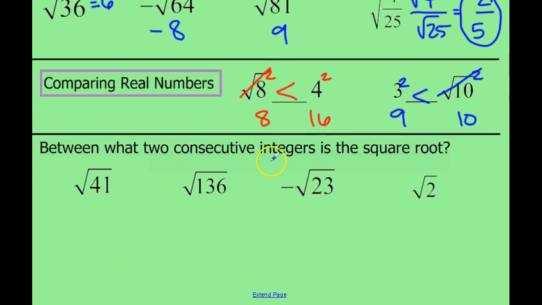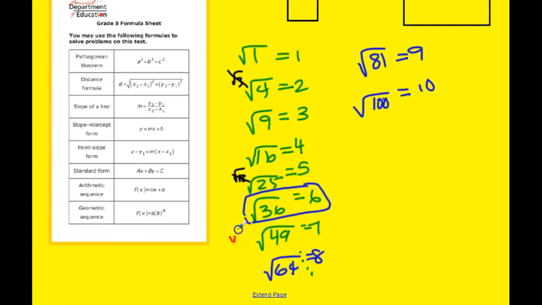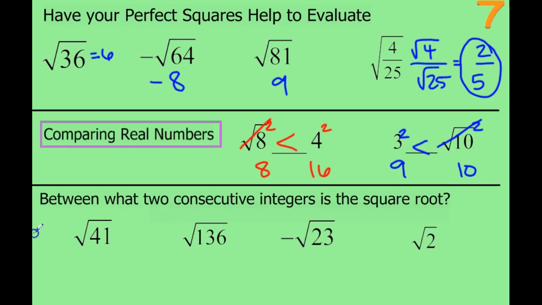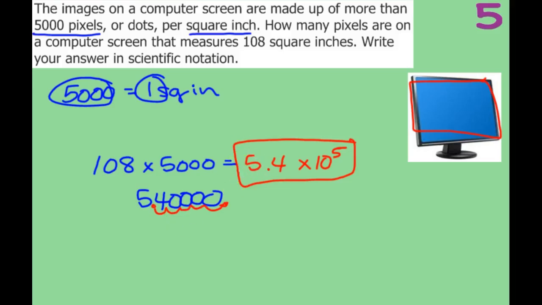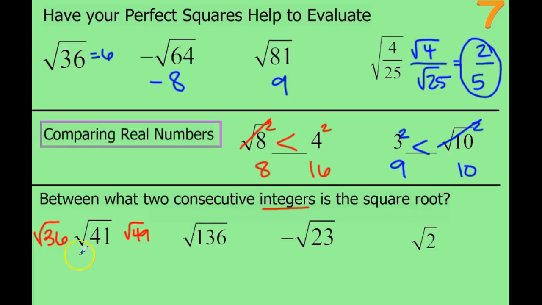Now it says, between which two consecutive integers is the square root located? So square root of 41. 41 is not on this list, but it would be between 36 and 49. So it'd be between the square root of 36 and the square root of 49. Those aren't integers, though. Those are square roots. Remember our integers, our counting numbers by ones? So what is the square root of 36? Well, it's 6 because 6 times 6 is 36. Square root of 49 is 7.